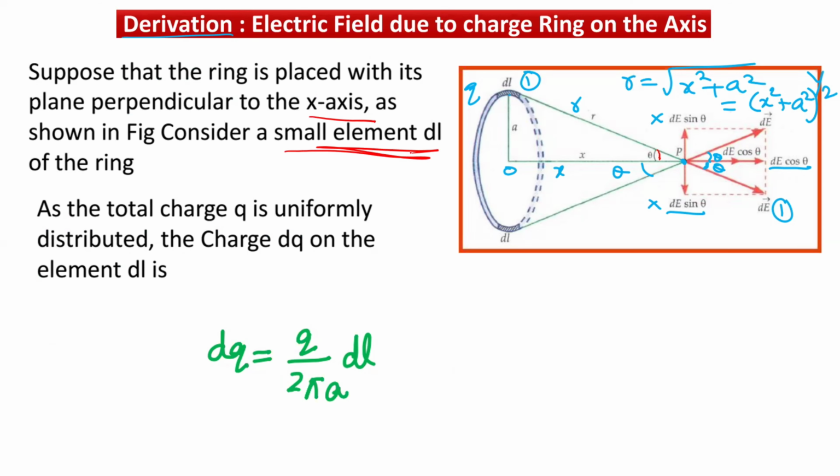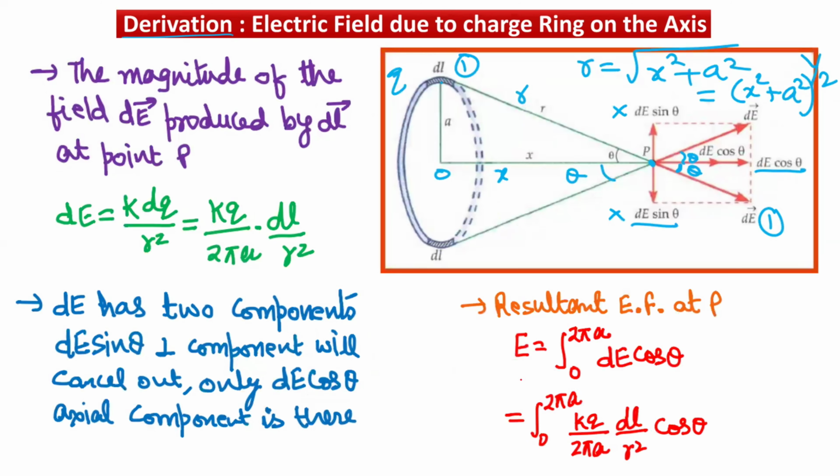Consider a small element dl of the ring, like this. As the total charge q is uniformly distributed, the charge dq on the element dl is dq is equal to q upon 2 pi a dl, where a is the radius of this charge ring. Now the magnitude of the field dE produced by dl at point P is nothing but k times dq upon r square, as per the definition of electric field.